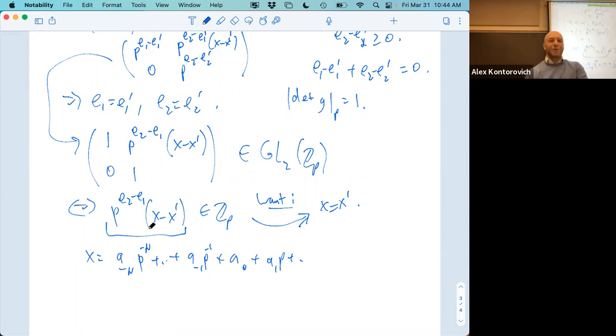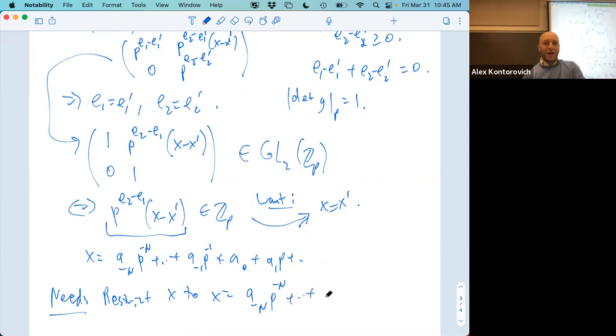Okay, so think about it for just a second. What we need is to restrict X to something of the form. I don't know where it starts, but I can only go up to a coefficient so that when I multiply by P to the E1 minus E2, I guess plus 1. So this is the A E1 minus E2 plus 1 coefficient.